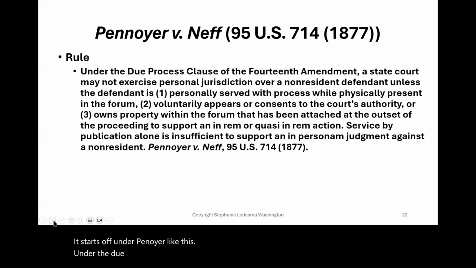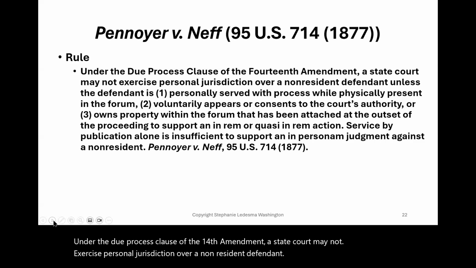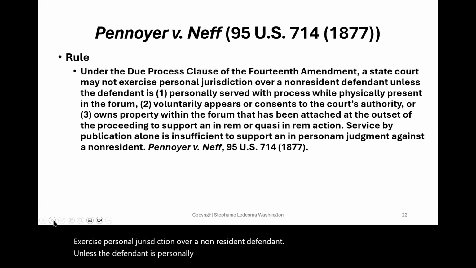Under the Due Process Clause of the 14th Amendment, a state court may not exercise personal jurisdiction over a non-resident defendant unless the defendant is personally served with process while physically present in the forum, or unless the non-resident defendant voluntarily appears or consents to the court's authority, because you can always consent, or the non-resident defendant owns property within the forum that has been attached at the outset of this proceeding to support an in rem or a quasi in rem action.